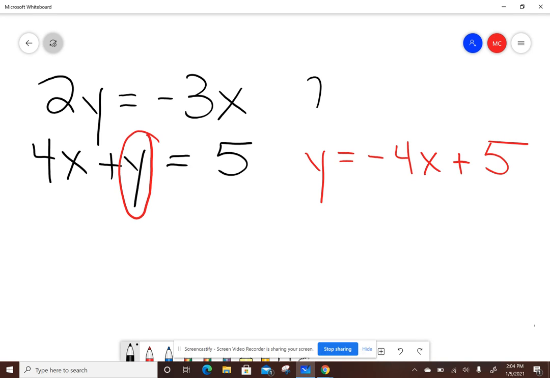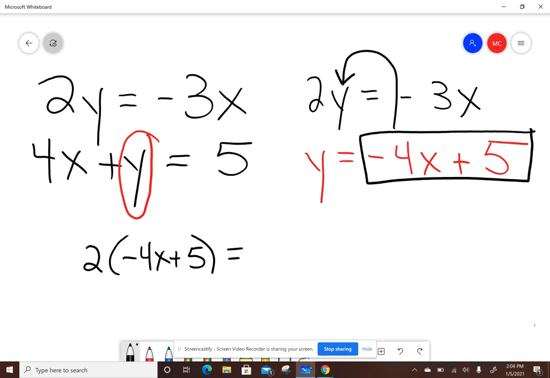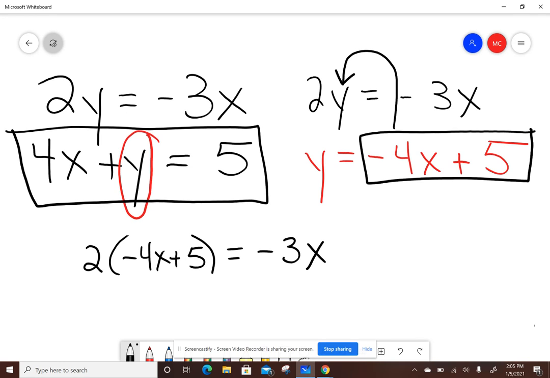And my other equation is 2y equals negative 3x. So now, in my original equation, instead of using a y, I'm going to substitute negative 4x plus 5. So I'm going to write 2 times negative 4x plus 5 equals negative 3x. So you see what I did? I changed this equation into this. Then wherever I see a y, I substitute negative 4x plus 5. So this becomes negative 8x plus 10 equals negative 3x.